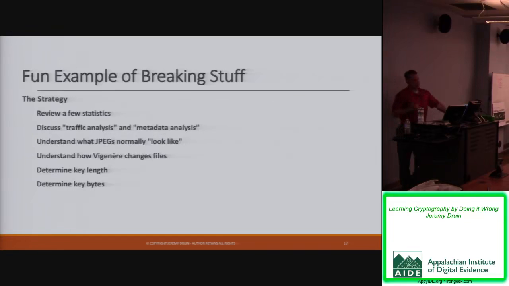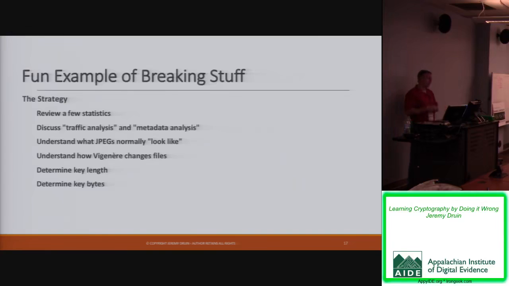So the strategy is going to be to talk about a couple of statistics that are going to help us. We don't really know which ones. We're just going to kind of throw the kitchen sink at it and see what pops out. We also need to talk a little bit about traffic analysis because there's going to be this question that's going to come up of how do you know what kind of file it is you're trying to decrypt?